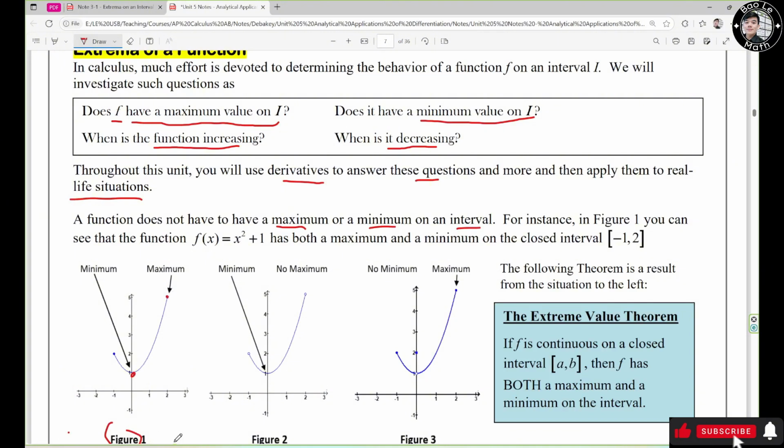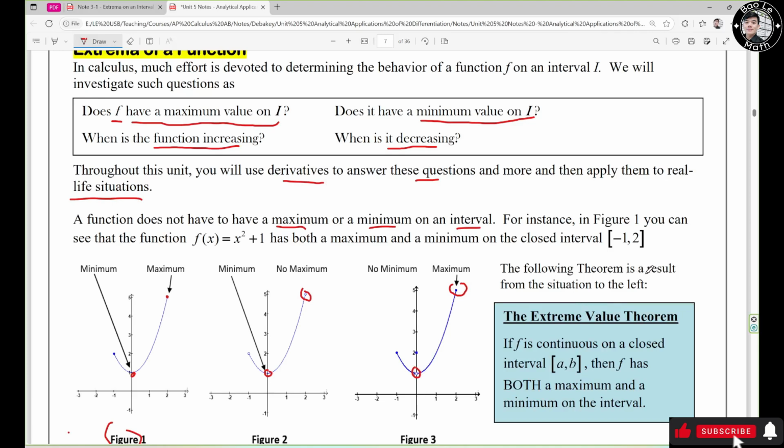Now look at figure number 2. You have no maximum, but you have a minimum, right here, because the function is continuous here. But right here you see a hole, so the function is not defined at this point. So there is no maximum. Now look at picture number 3. There is a maximum right here, but no minimum, because the function is discontinuous at this point.